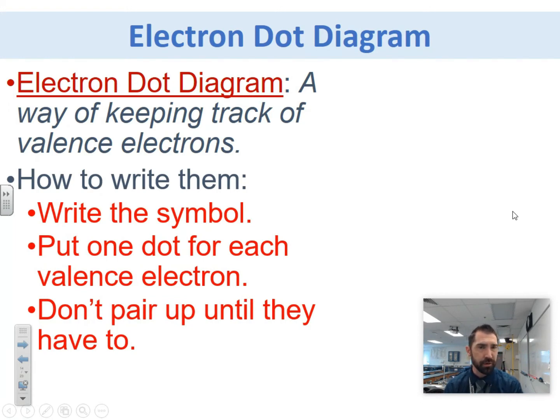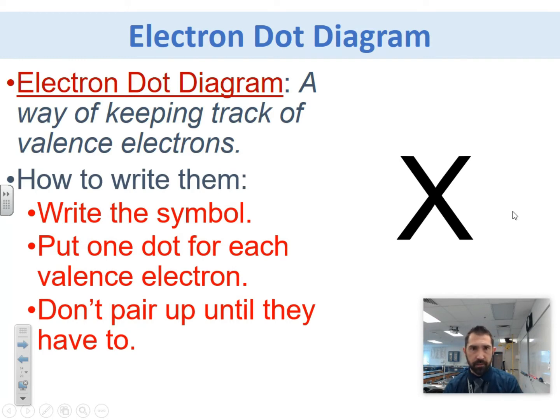Otherwise, if you watch me do a couple of them, I don't think it's going to be too much effort for you. First thing you're going to do is write the symbol. And I'm going to make up a symbol here, X, not on the periodic table, we're just making this one up. And then what we want to do is put a dot, thus the dot diagram, but a dot for each valence electron. And you don't want to pair up until they have to. That's it. Those are the 3 rules.